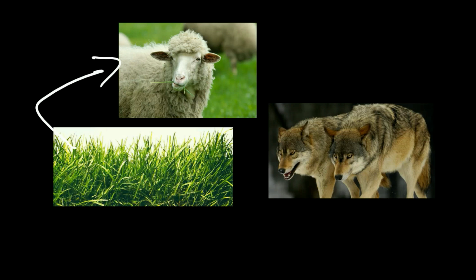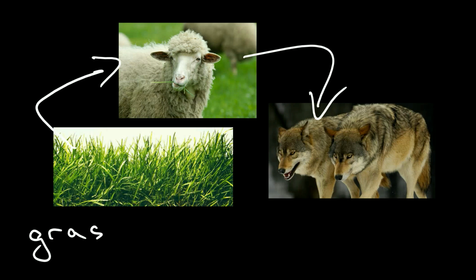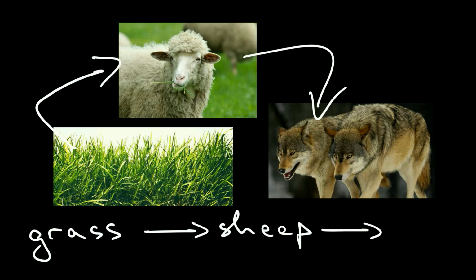So far so good, but then it's a bad day for the sheep because the sheep gets eaten by the wolf. Okay, this is a very simple food chain. Now, when writing this out, we would start with the grass. Okay, grass gets eaten by the sheep. Now, the direction of the arrow is important. Okay, now the sheep gets eaten by the wolf.